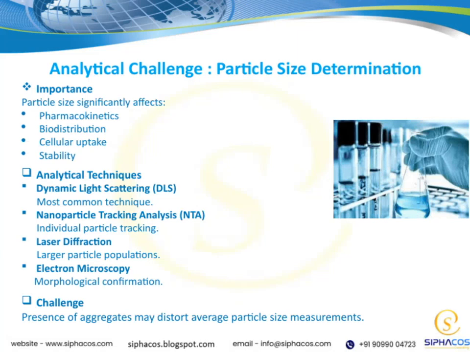Let's talk about particle size, a key factor that impacts how drugs behave in the body. It influences pharmacokinetics, biodistribution, cellular uptake, and even stability. To measure particle size, we rely on several techniques. Dynamic light scattering is the most common, giving us quick averages. Nanoparticle tracking analysis lets us track individual particles, while laser diffraction handles larger populations. Electron microscopy provides detailed images to confirm shape and structure. The challenge? Aggregates can skew these measurements, making accuracy tricky.